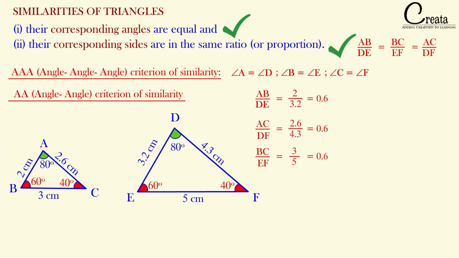Why? Because the sum of the three angles of a triangle is 180 degrees. Once the two angles are matching, that is, in our case, angle 60 degrees and angle 40 degrees are matching, automatically the third angle, that is 180 minus 60 minus 40, which is 80 degrees, will also match with each other. So we can also write this AAA as only AA criteria. Got it? Just a small note, you should know it.